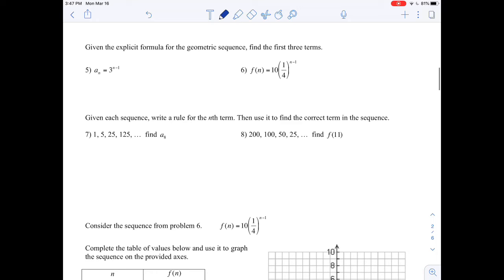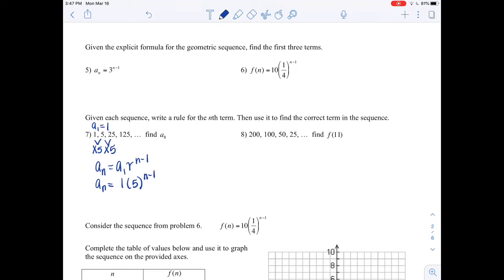So if you skip ahead to question number 7, as I've mentioned before, the reason why you'd want to be able to make a rule for a geometric sequence is to be able to find a specific term of that sequence. So if you take a look at question number 7, you can see that you're constantly multiplying by 5 over and over again. We have a first term of 1. So if I make my nth term rule, a sub n equals a1 r to the n minus 1, a sub n is equal to 1 times 5 raised to the n minus 1.